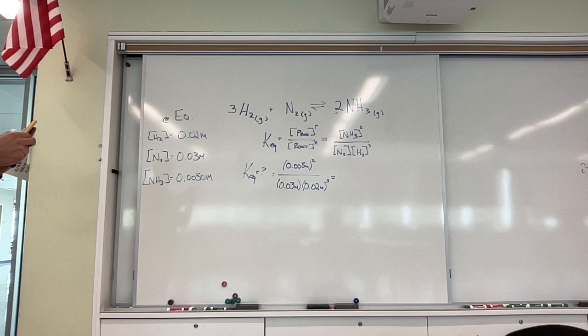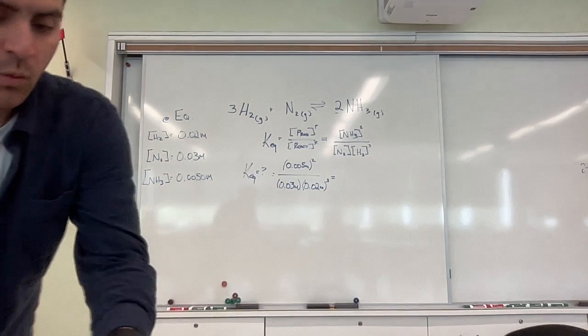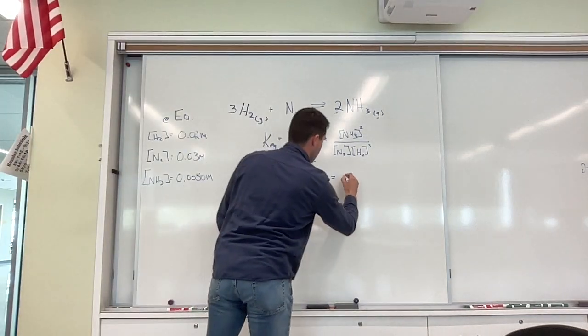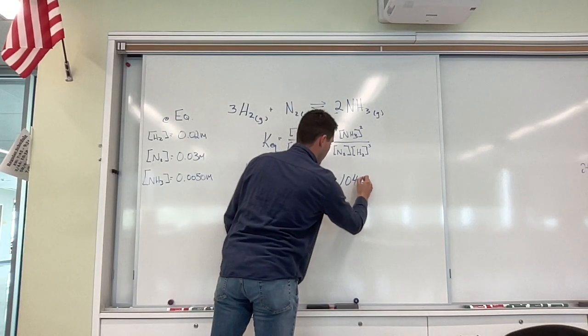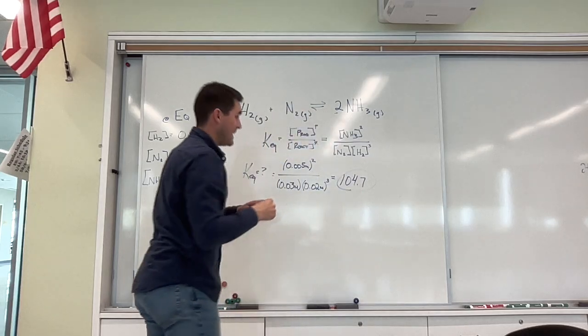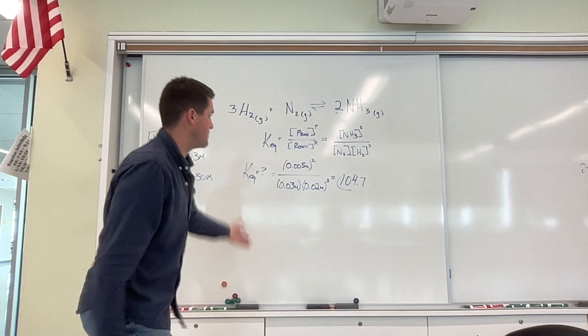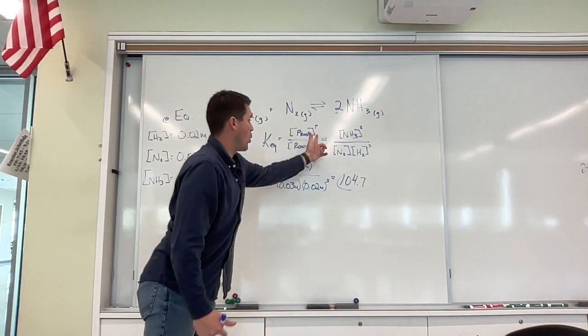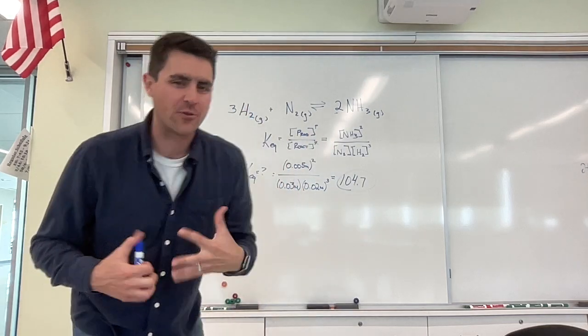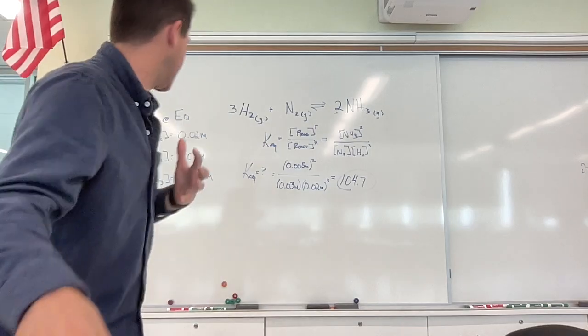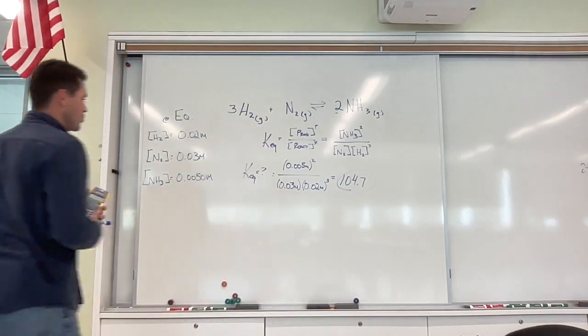That's not squared, this should be cubed. It's cubed. There we go. I get an answer of 104.7. Because that number is bigger than 1, that indicates to me that the numerator, or the products, are favored. This NH3 is favored in this reaction.